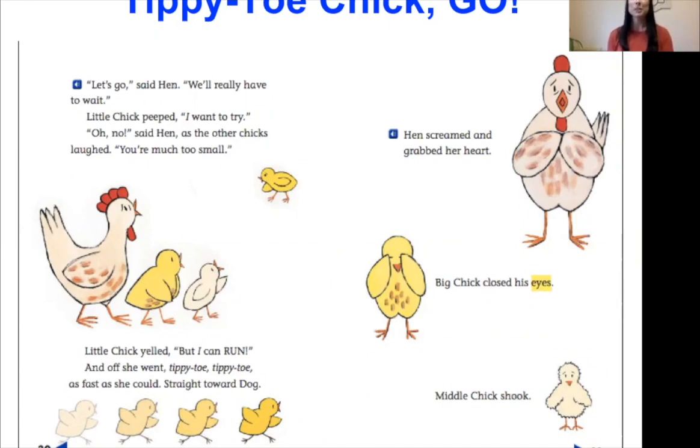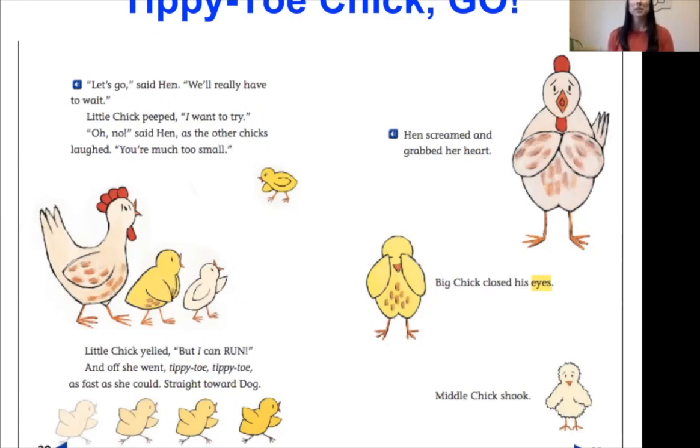In the text, I know that Hen is tired of waiting and is ready to go. She is worried about their safety. But Little Chick wants to give it a shot. That worried Hen because she said, oh no, in the text. The other two chicks laughed at Little Chick, thinking she could not help because she's so small.